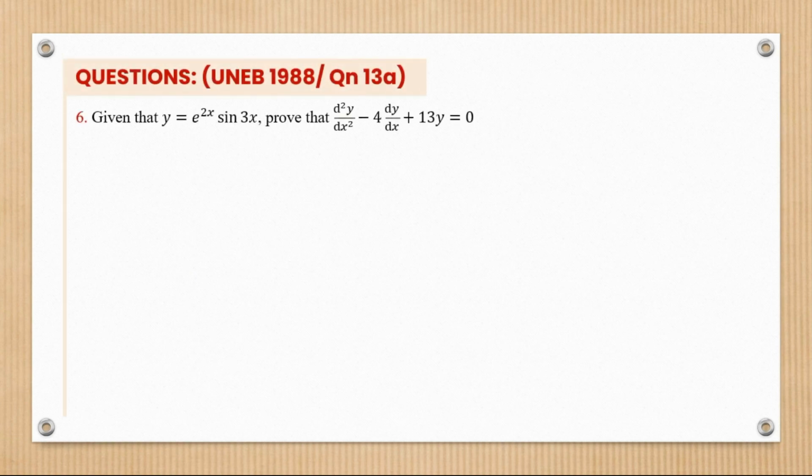So this is another question from UNEB 1998, and this was question 13a. We are told that, given that y is equal to e power 2x sine 3x, prove that the second derivative, d squared y over dx squared, minus 4 dy dx plus 13y is equal to 0. Now a proof question is definitely the same as a formation of a differential equation question. So it's basically the same thing.